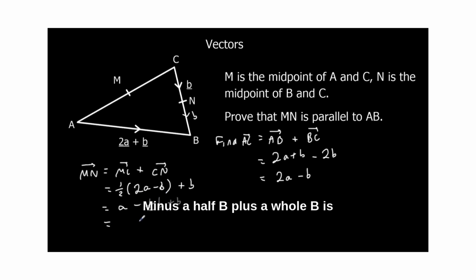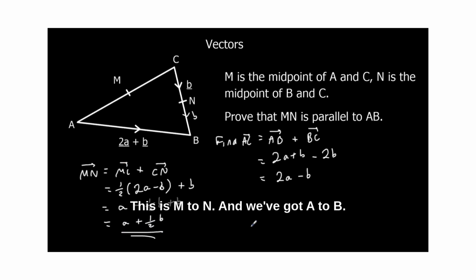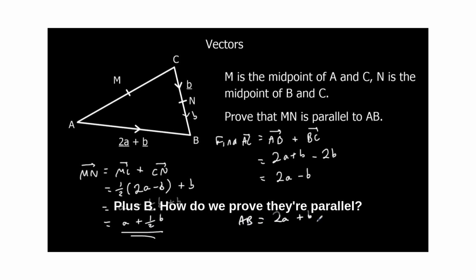Minus a half b plus a whole b is plus a half b. Right, so now we've got m to n, and we've got a to b. A to b is 2a plus b.